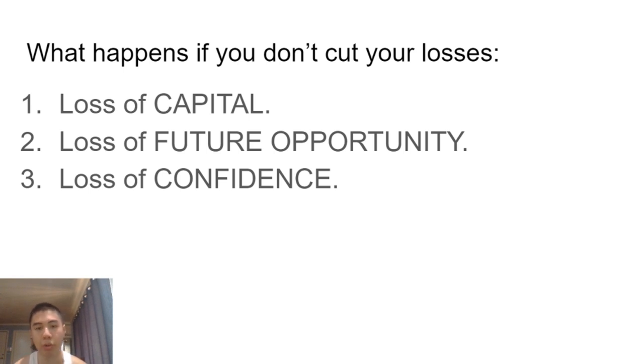And loss of future opportunity, ipit ka. Instead of cutting your losses, then using that money to trade, to invest in strong, good, with strong earnings growth na whatever na malakas na stock, naipit ka pa dun. So, missed opportunity yung nangyari. Opportunity cost.